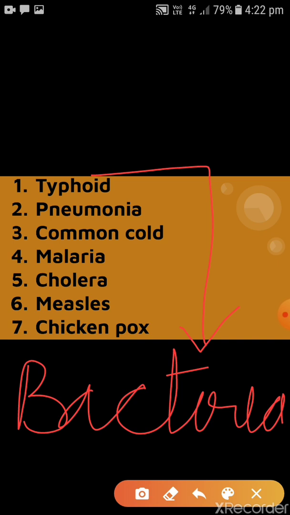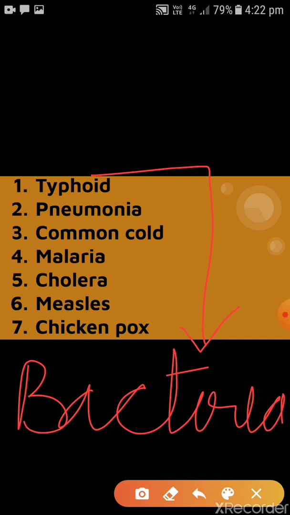And how does that infection enter the human body? By contaminated water and food. Okay, so what are the symptoms of typhoid, children? Do you know about this? Try to find out today. I'm giving you this home assignment. Try to find out all the symptoms for these diseases.